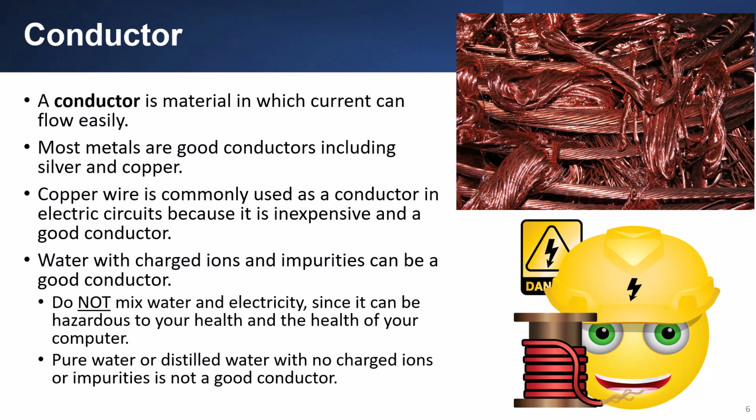A conductor is a material in which electricity flows through it easily. Most metals are good conductors, including silver and copper. In fact, copper wire is the most commonly used conductor because it's inexpensive and a good conductor. While distilled water is a good insulator, water with charged ions and impurities can be a good conductor. Most water that you encounter has charged ions and impurities, including the water you drink.